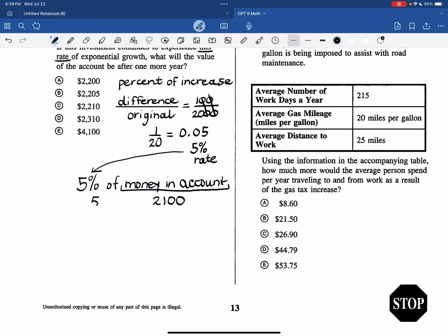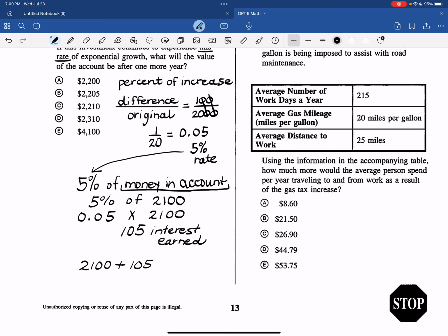So we want 5% of 2,100. Of means multiply. And to do this, I actually need the decimal form that we got. So 0.05 times 2,100 is 105. That's interest earned in the second year. But the question is how much money's in the account at the end of the year. So you take the 2,100 plus the 105 that you earned.